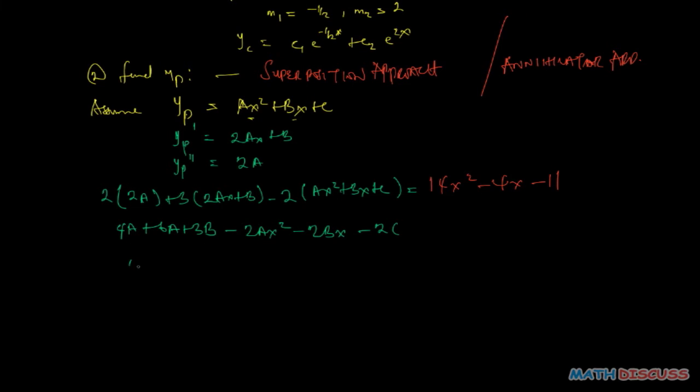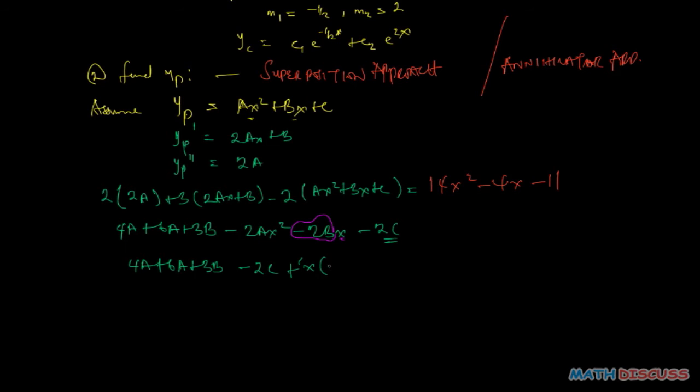So my constants are 4a + 6a + 3b, and then the other constant is -2c. Then plus the x term I have here. This is my x term, and the coefficient is -2b. So I'm going to write plus x.